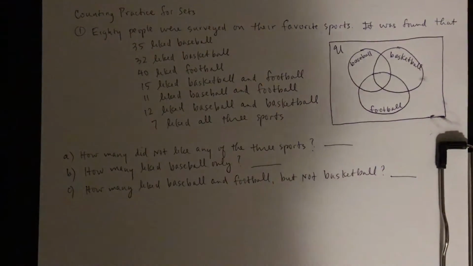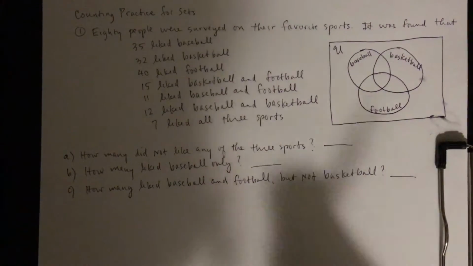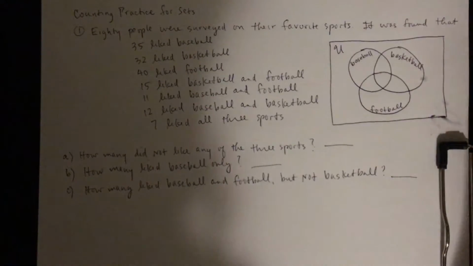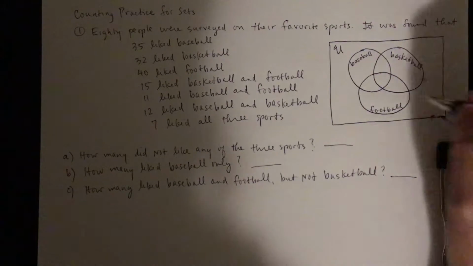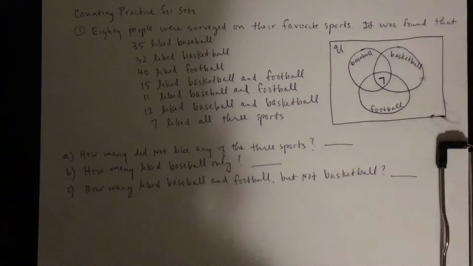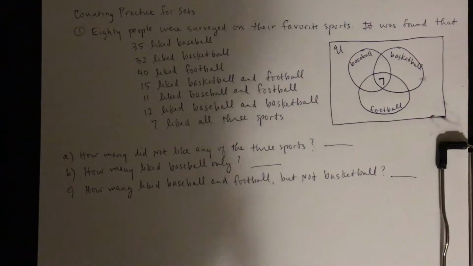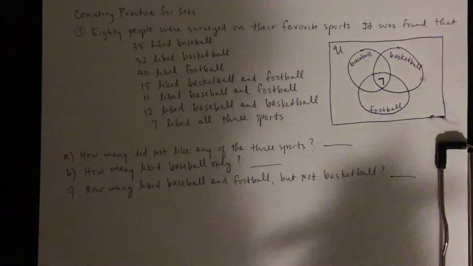To work these problems, start from the bottom. 7 liked all 3 sports. So, in the middle, where the 3 circles intersect, we'll put 7. For 7 liked all 3 sports. From there, we'll work our way up.